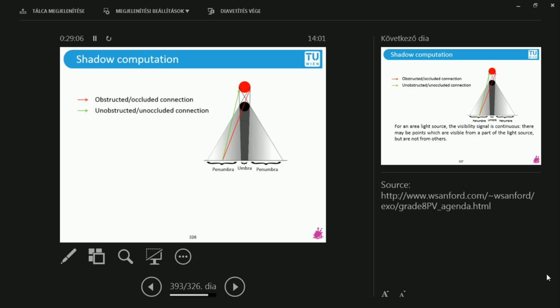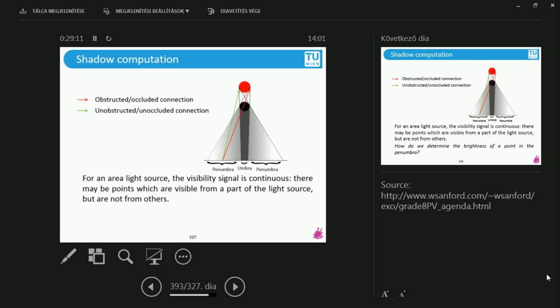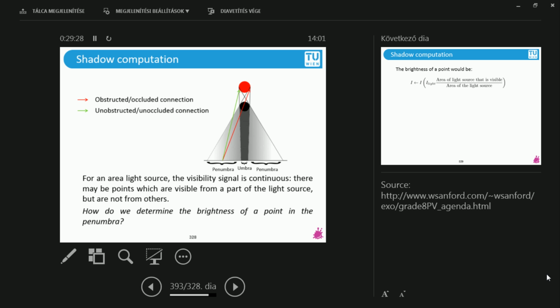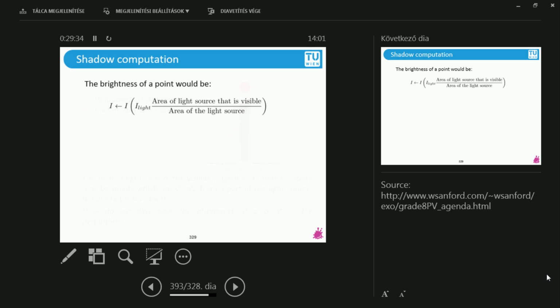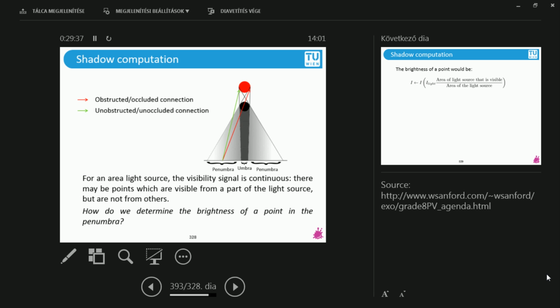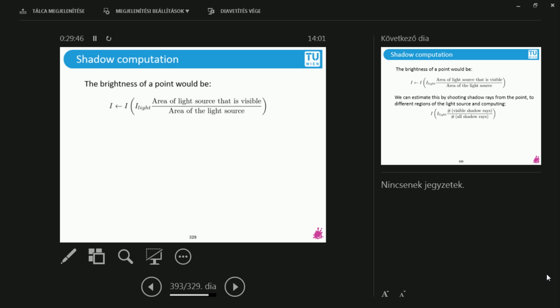So this already doesn't seem binary anymore. And this visibility signal is going to be continuous. There may be points which are visible from some part of the light source, but not visible from another part of the light source. And therefore, we have some kind of partial occlusion. And the question is, how do we compute this? How can we write a program that can give me a beautiful penumbra and not just hard shadows? If we only have the umbra, this is called hard shadows in the literature, and penumbra is soft shadows. We're going to see examples of that in a second.